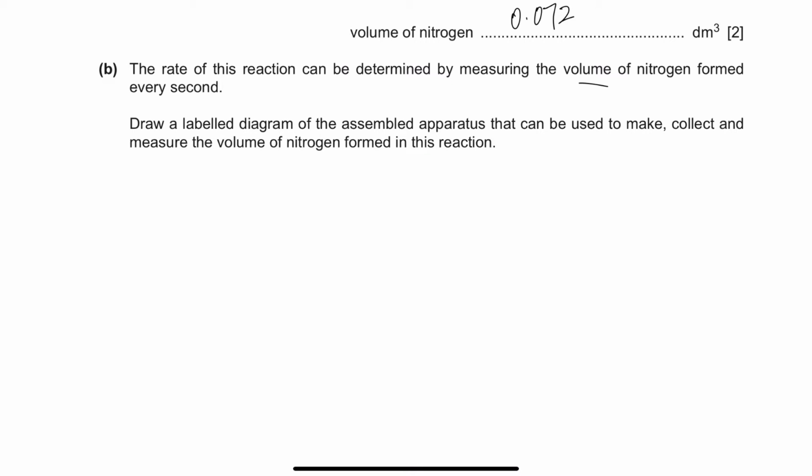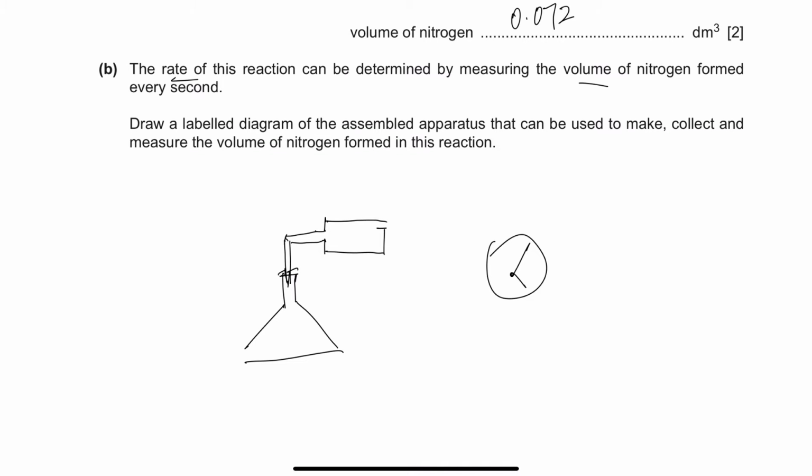For rate, first of all, you need a stopwatch. You need this beautiful conical flask right here, and it should be airtight, and it should have a tube right here, the connecting tube, which should be attached to the gas syringe, right? And you will measure the volume. So that's it, and now you label it. So that's the gas syringe.